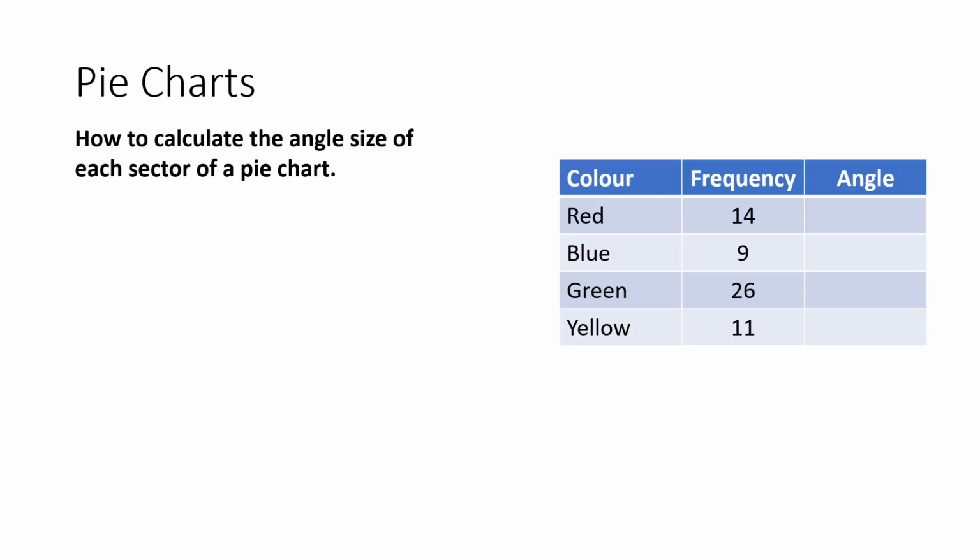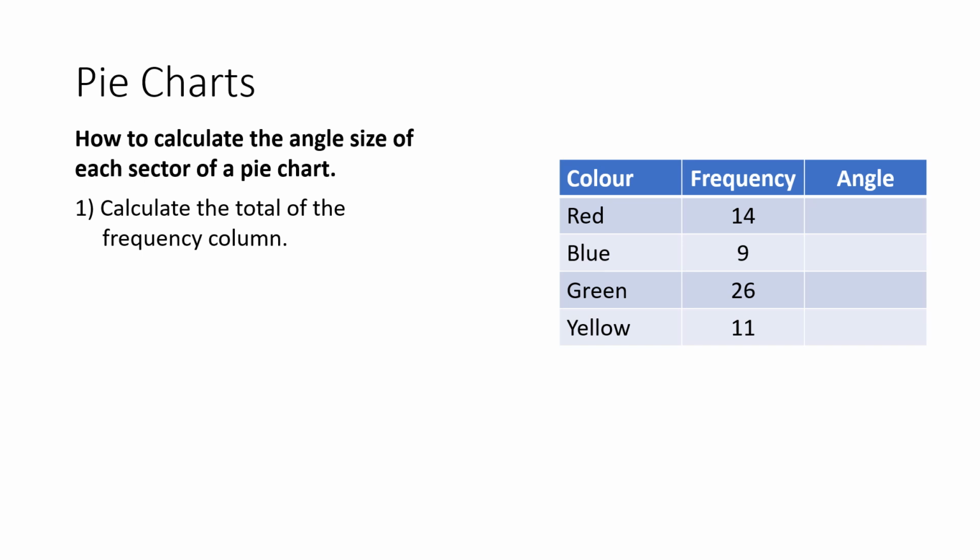Let's look at how to draw a pie chart. Here we have a table with 4 different colours: red, blue, green and yellow. So we know that our pie chart will end up with 4 different sectors. The frequency, or how many people chose red, is 14. For blue it's 9, for green it's 26 and for yellow it's 11.